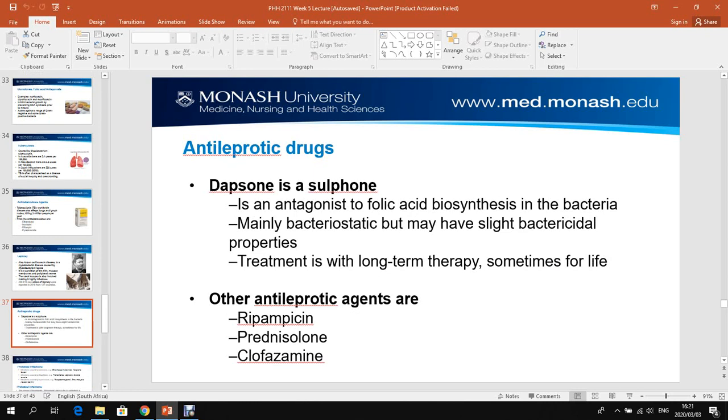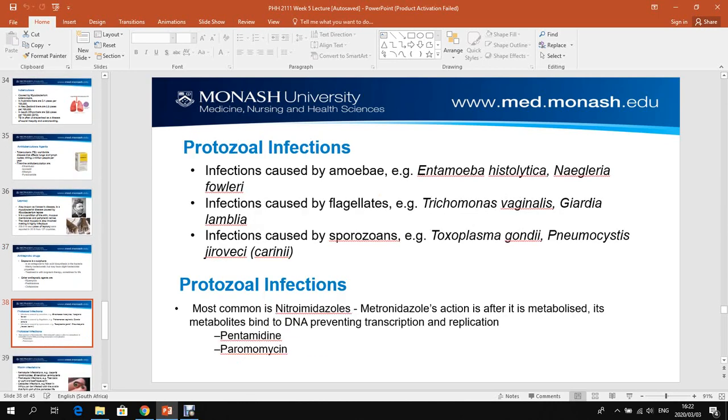Now, what are antileprotic drugs? The first one is called dapsone. Dapsone basically is a sulfone, an antagonist, meaning it antagonizes the folic acid biosynthesis. And it is mainly bacteriostatic, which means basically that it does not kill the bacteria, but it inhibits its growth and spread. It may also have slight bactericidal properties, not mainly. And quite often the treatment is long-term, sometimes for life. Other examples of such drugs are rifampicin, prednisolone, clofazimine. These are some examples of antileprotic drugs.